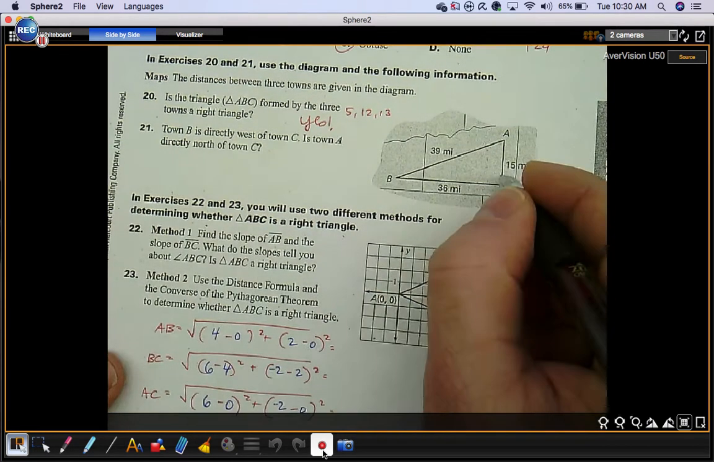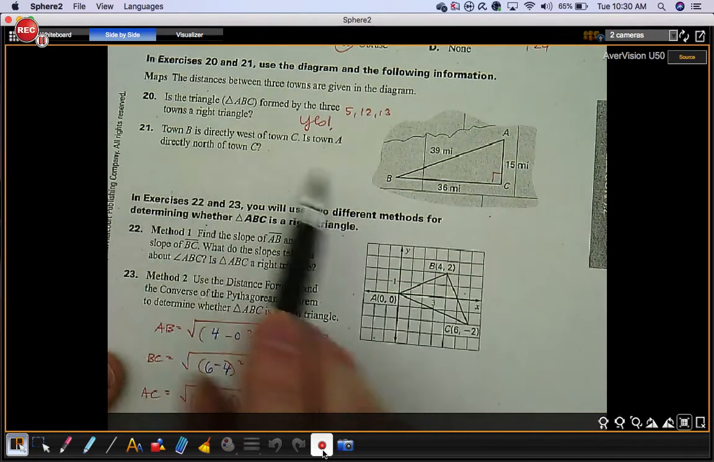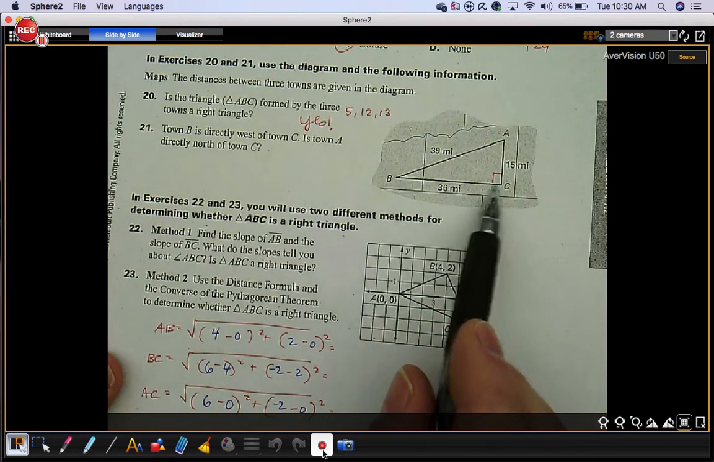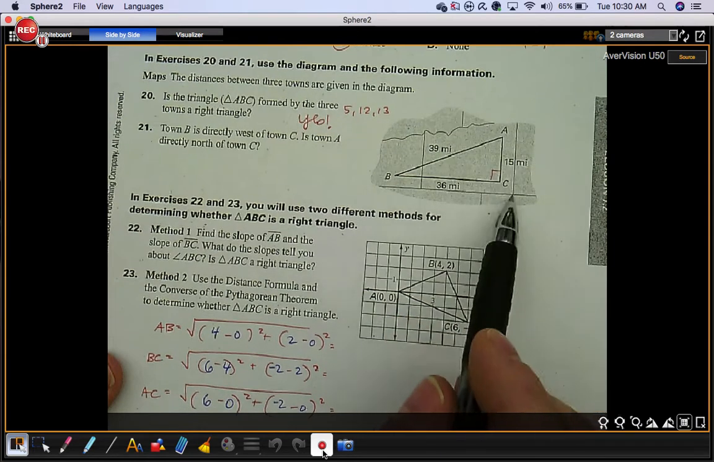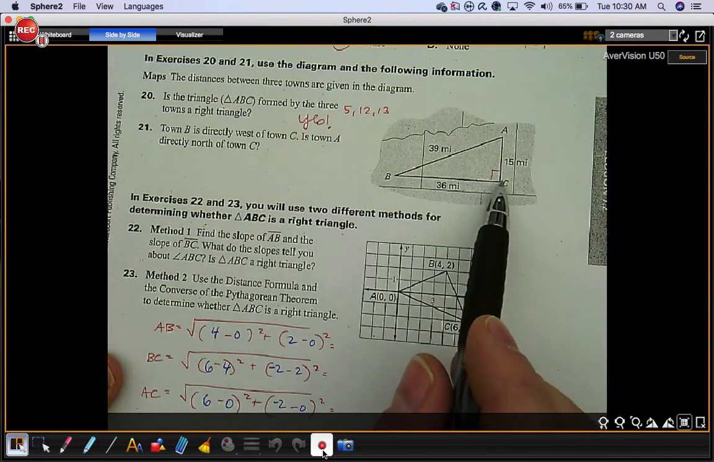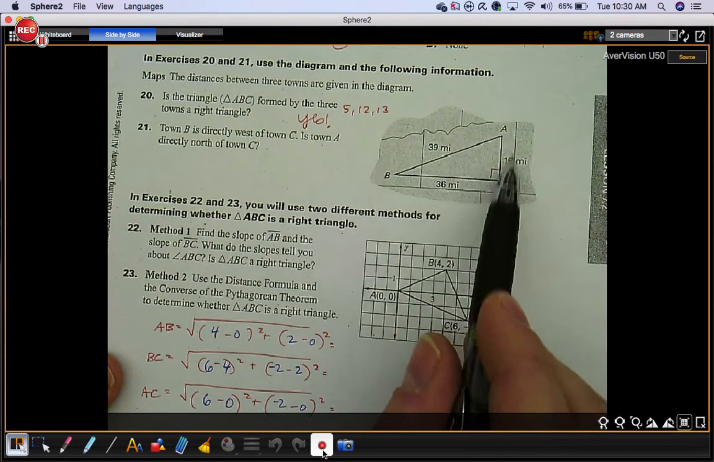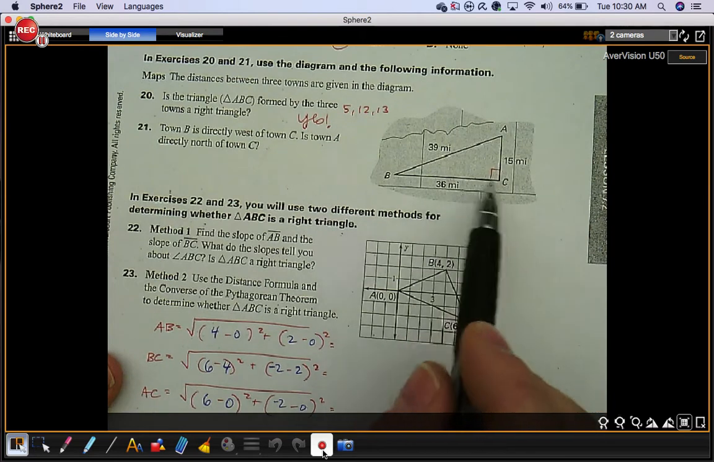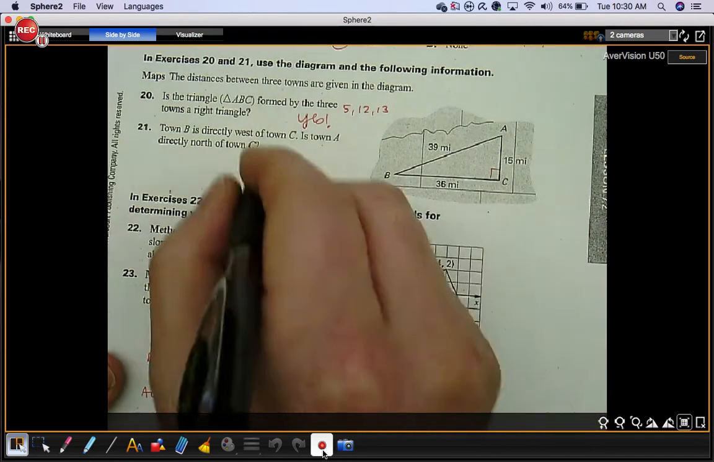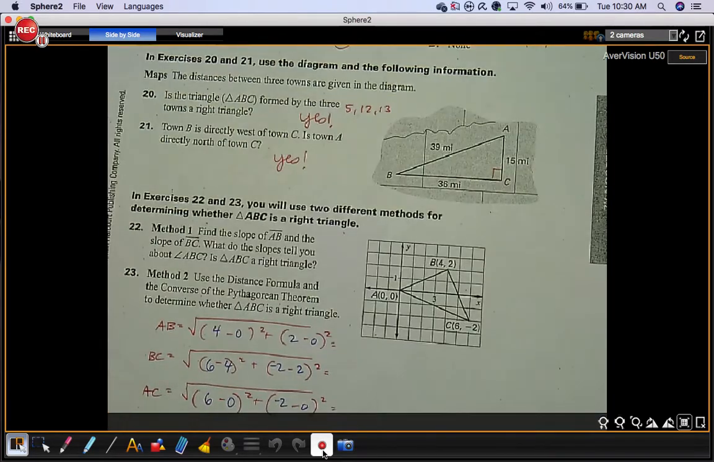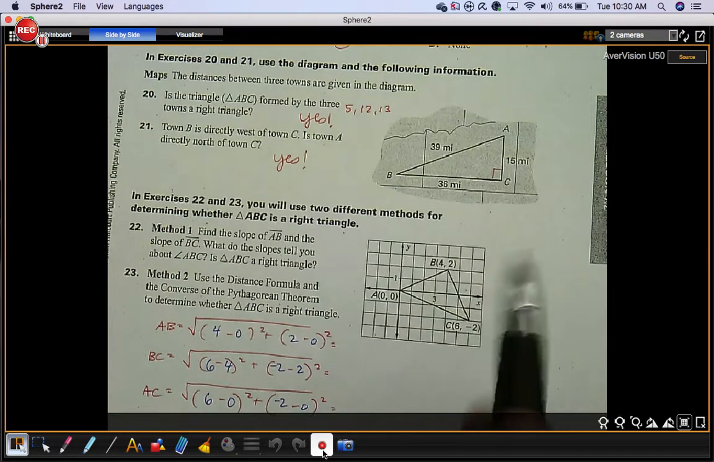Number 21. So yes, this is a right angle. Town B is directly west of Town C. Is Town A directly north of Town C? Well, if this is directly west, then this is directly north because north and west are separated by a right angle. So that's true, yes. If that was not a right angle, then the answer would be no.